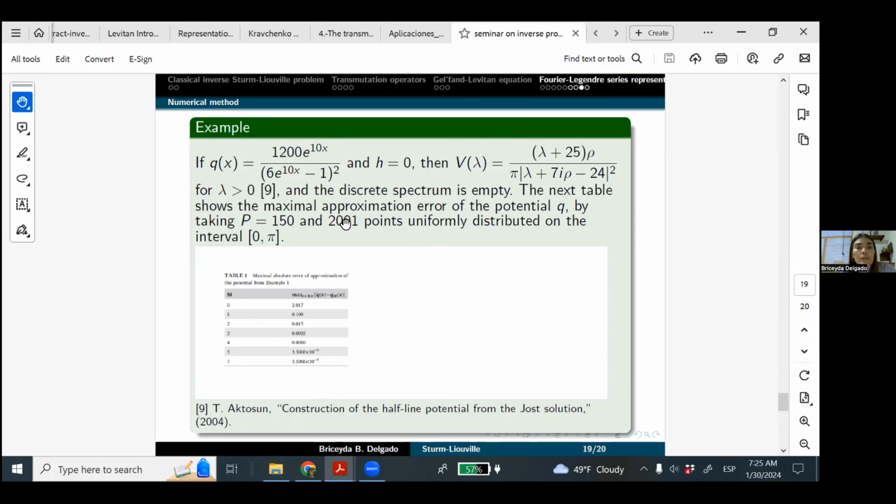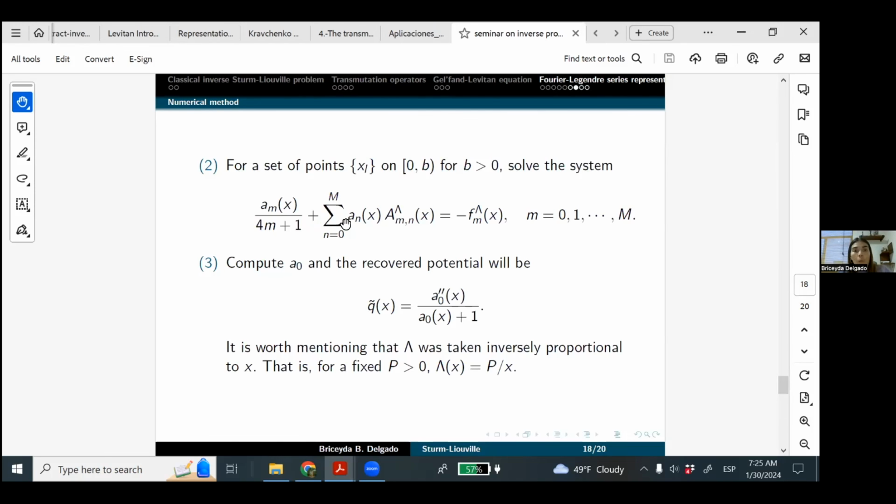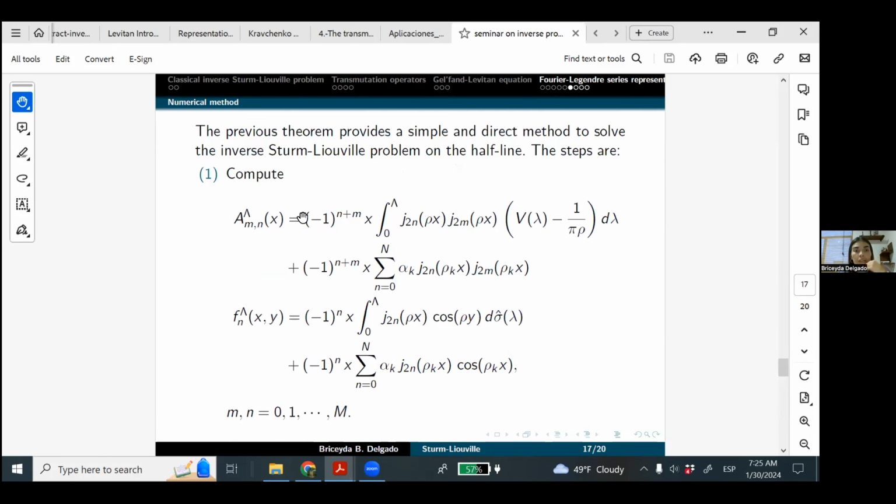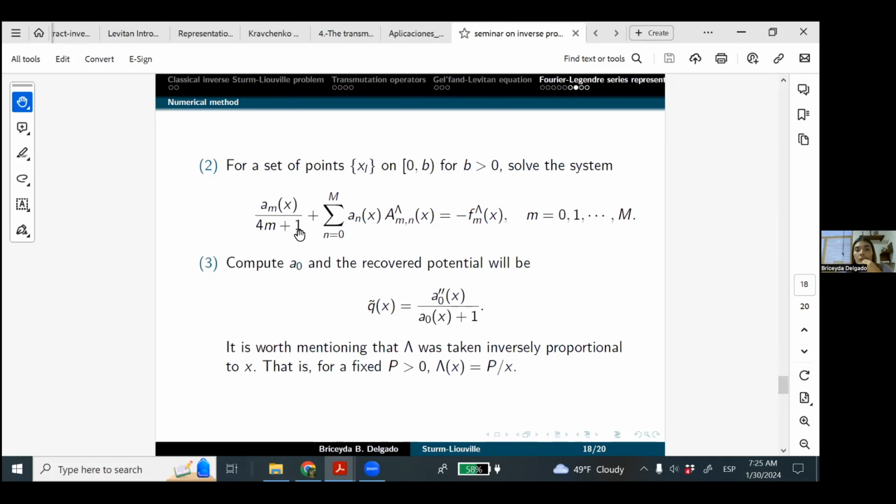In this example, we can see that the discrete spectrum is empty. So the truncated expression here, this part disappears, and we only need to compute this part. For the fixed capital Lambda inversely proportional to x, we compute this expression with the function b provided by the paper of Aktosun, and after computing this system of equations, we get A0 and we compute the recovered potential.